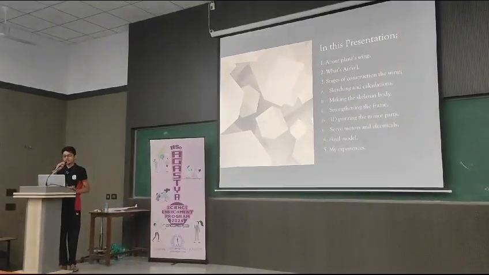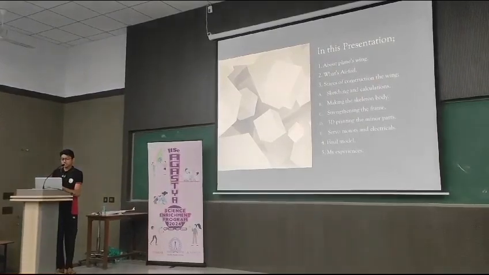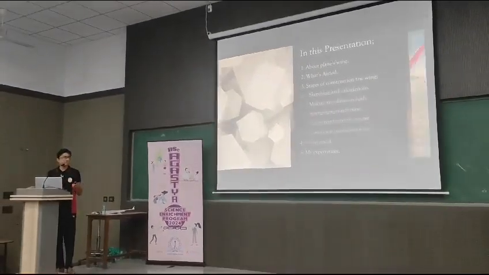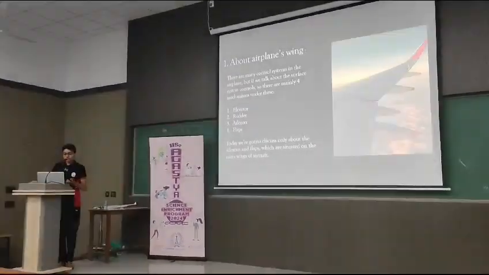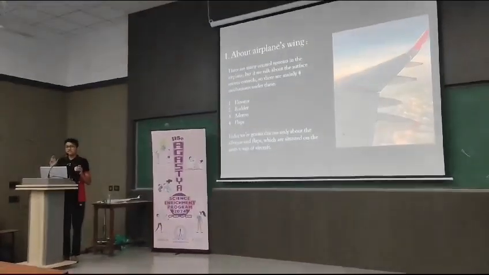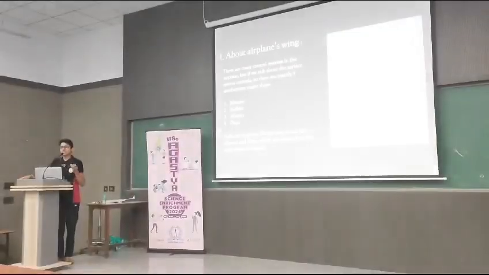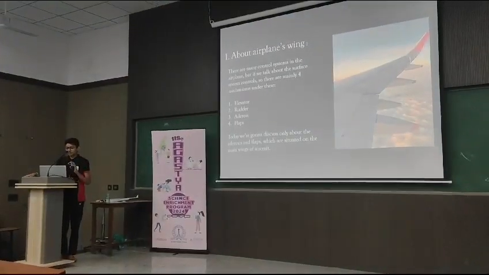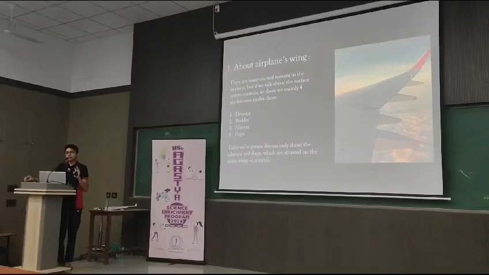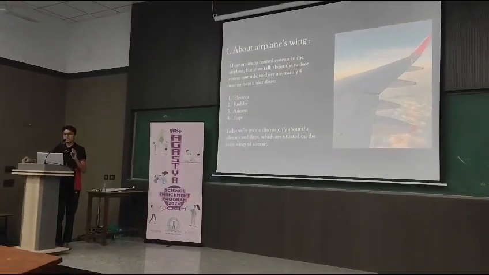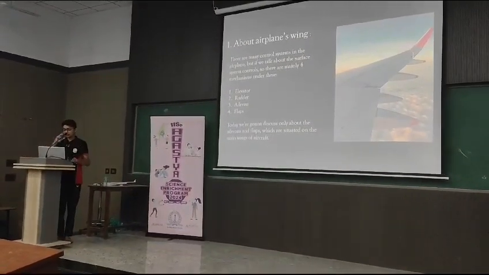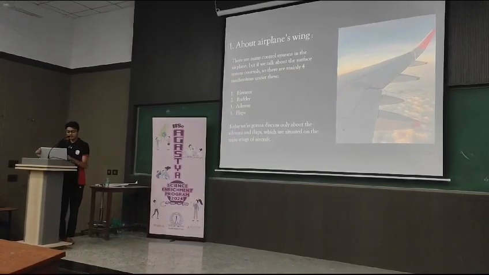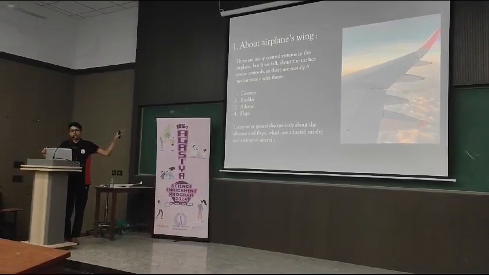So in this presentation, at first I am discussing the airplane's wing and the basic physics. The airplane's wing has many control systems, such as thrust, drag, and lift. These are the basic physics principles. But in this slide, we will talk only about the surface control systems on the airplane, that is elevator, rudder, aileron, and flaps.